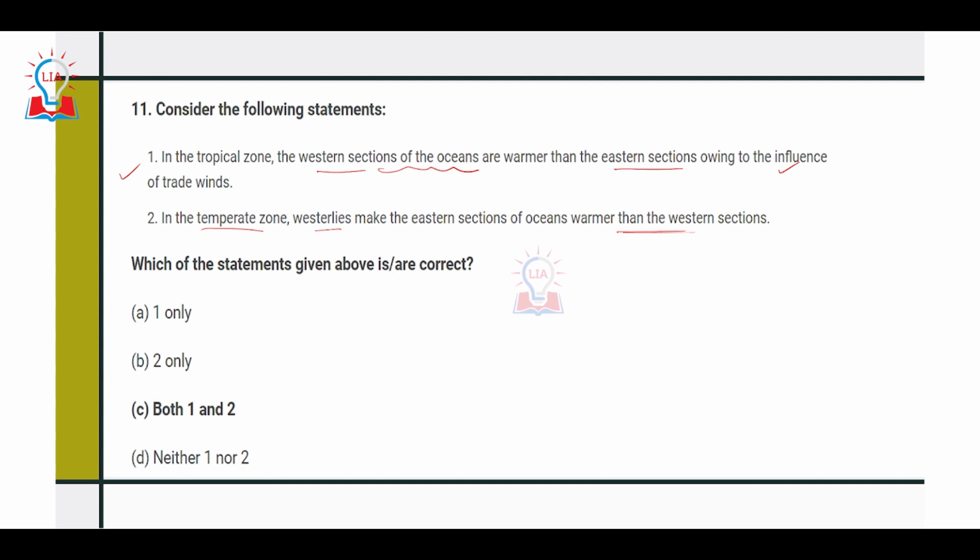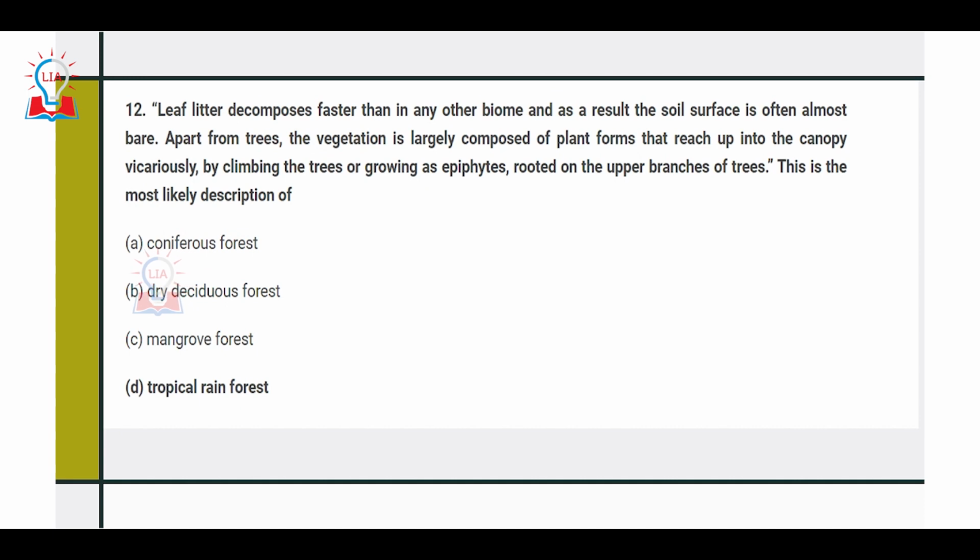westerlies brings warm water along the northwestern coast of Europe, and this causes the ports to remain functional throughout the year, because even in the colder period, due to this warm water current, the temperature near the coast does not drop below 0 degrees Celsius. So that is why this is a very, very important concept. So both statement 1 and 2 are correct in this regard.